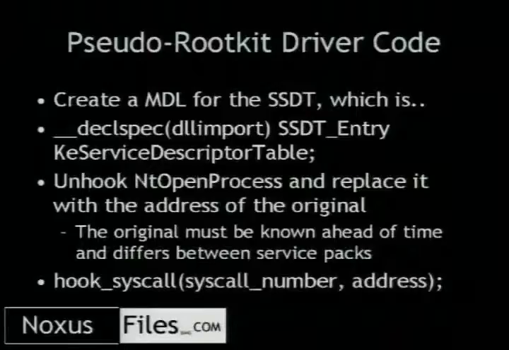So basically an outline of how this will work. We'll create a memory descriptor list for the system service dispatch table, which is basically using this decal spec right here. Now that's not the most stealthy way to do that, but if you read rootkit.com, you'll find out some other ways to make this a bit more stealthy. And then we'll unhook NtOpenProcess and replace it with the address of the original syscall. Well, the original code that ran it.